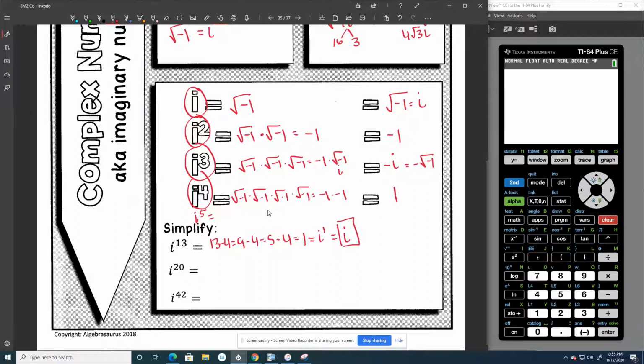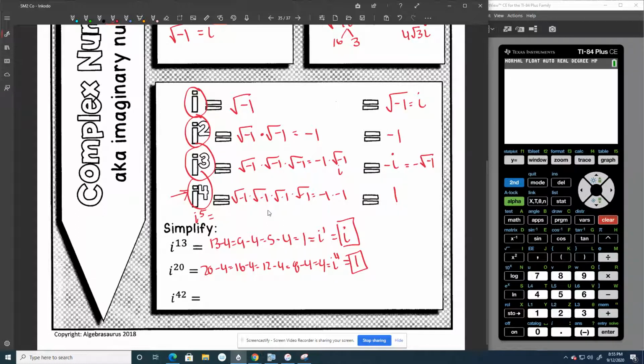Okay. i to the 20th, if I do 20 minus 4, I get 16, minus 4, I get 12, minus 4, I get 8, minus 4, I get 4. So i to the 20th is going to be the same as i to the fourth, which is going to equal 1.